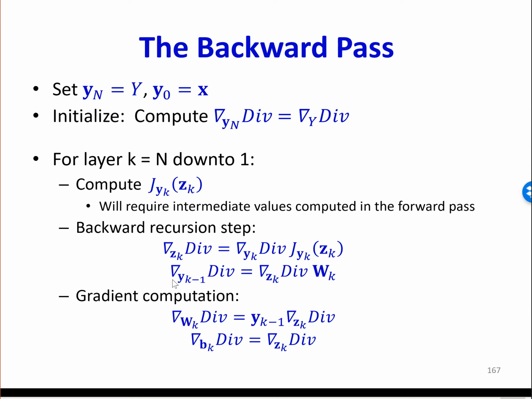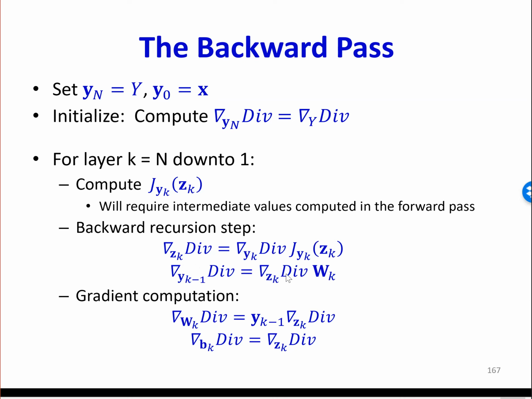And then the derivative with respect to the output of the previous layer is the derivative for the affine value, right multiplied by the weight of the layer. So if you keep iterating through these two steps, we're going to get the derivatives with respect to all the z's and y's.